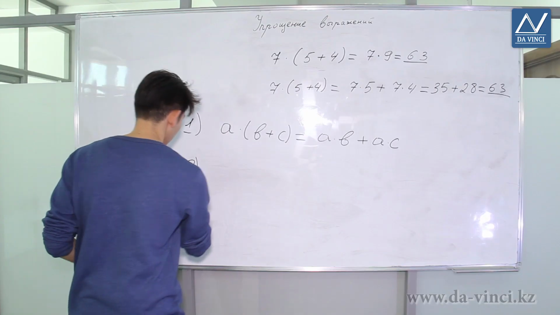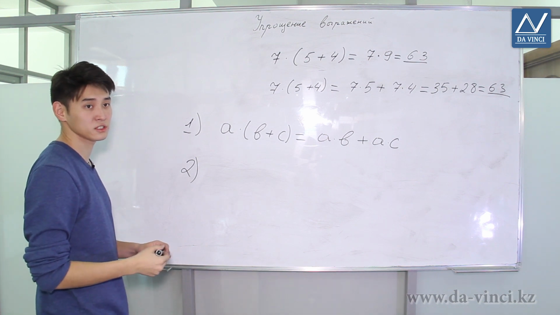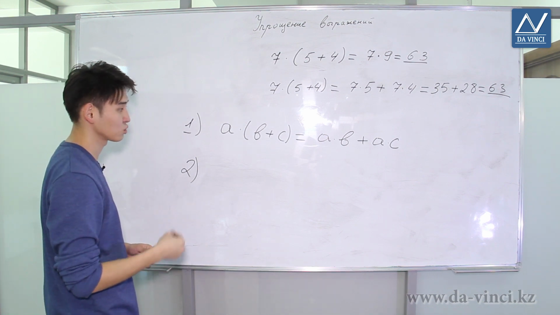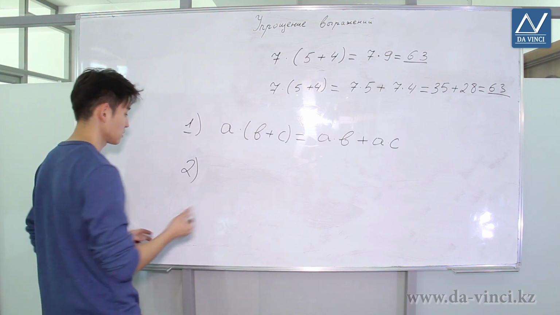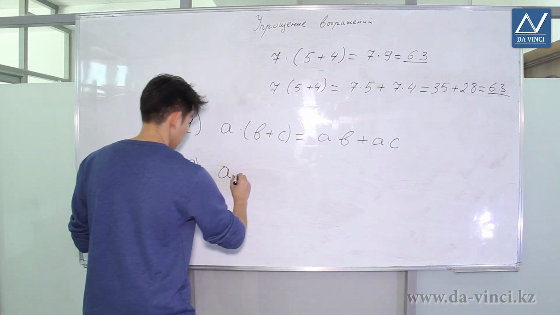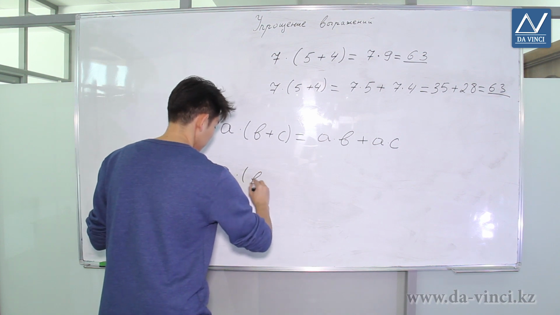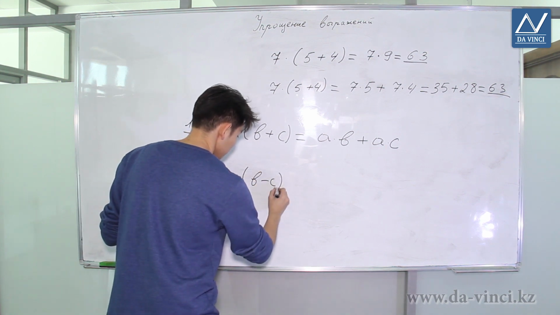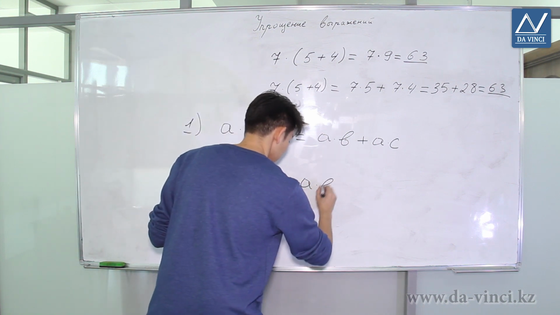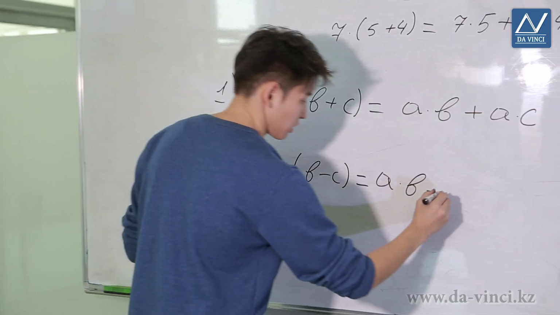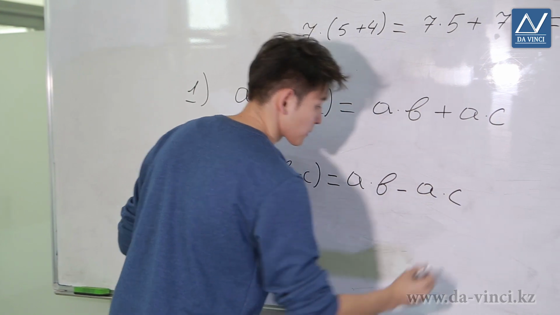Property number 2. To multiply a number by the difference of numbers, we can first multiply this number by the minuend, then by the subtrahend, and then find their difference. We can express it in letters as follows. A multiplied by the difference of the numbers, b minus c, will be equal to a times b minus a times c.